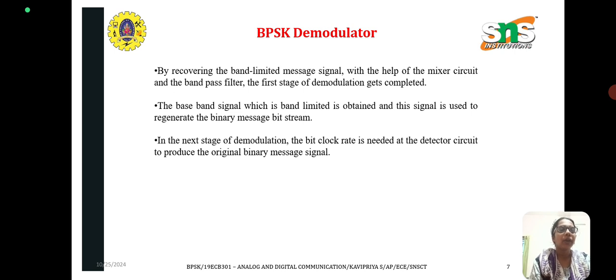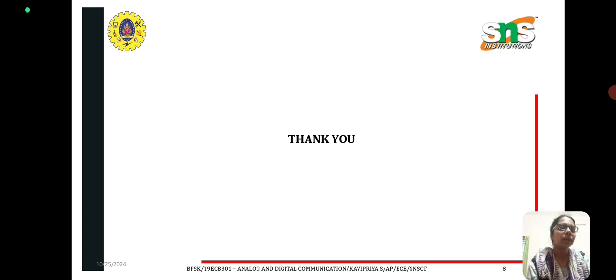Here the bit clock rate is needed at the detector circuit to produce the original message signal. So that's all about phase shift keying. We have seen what PSK is, we have seen the two types of PSK, BPSK and QPSK, and we have seen the generation and detection circuits for BPSK.